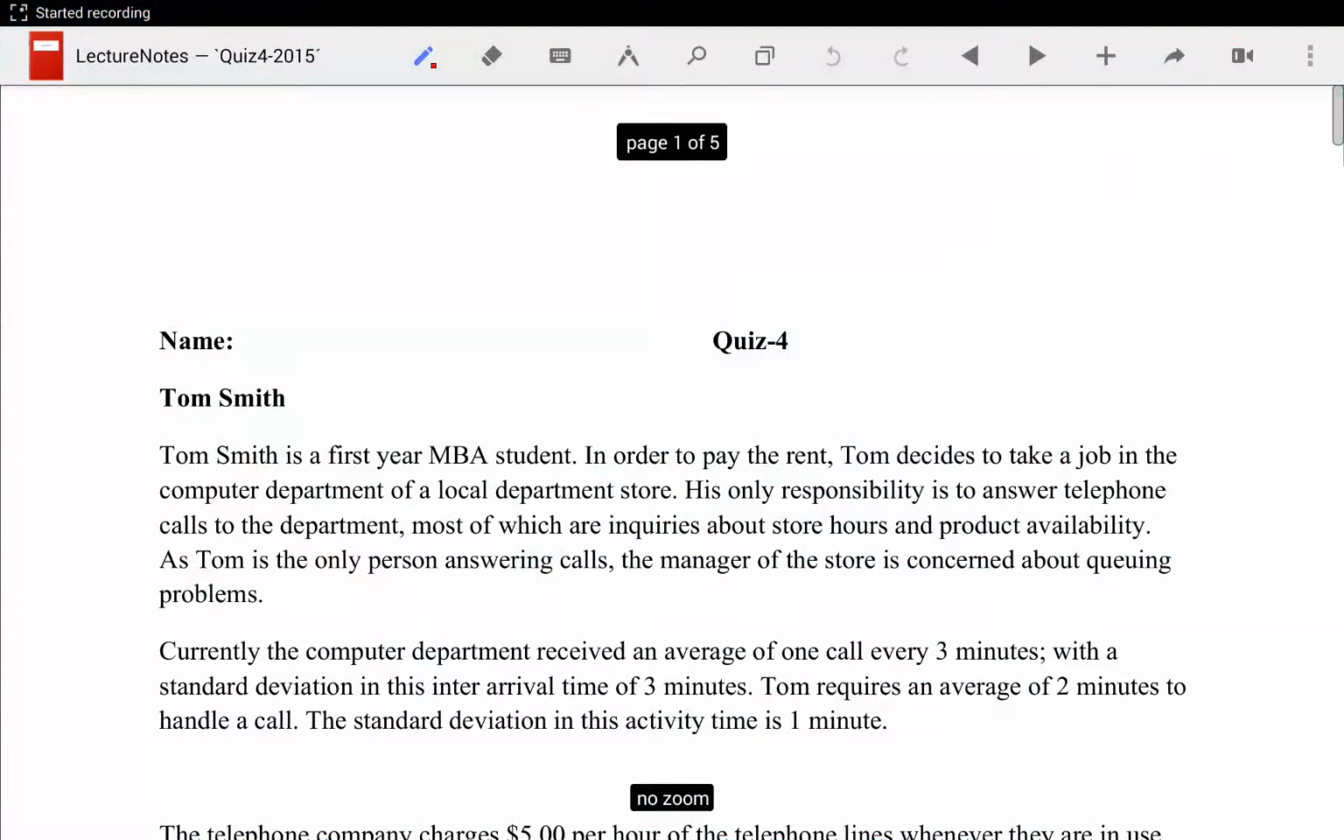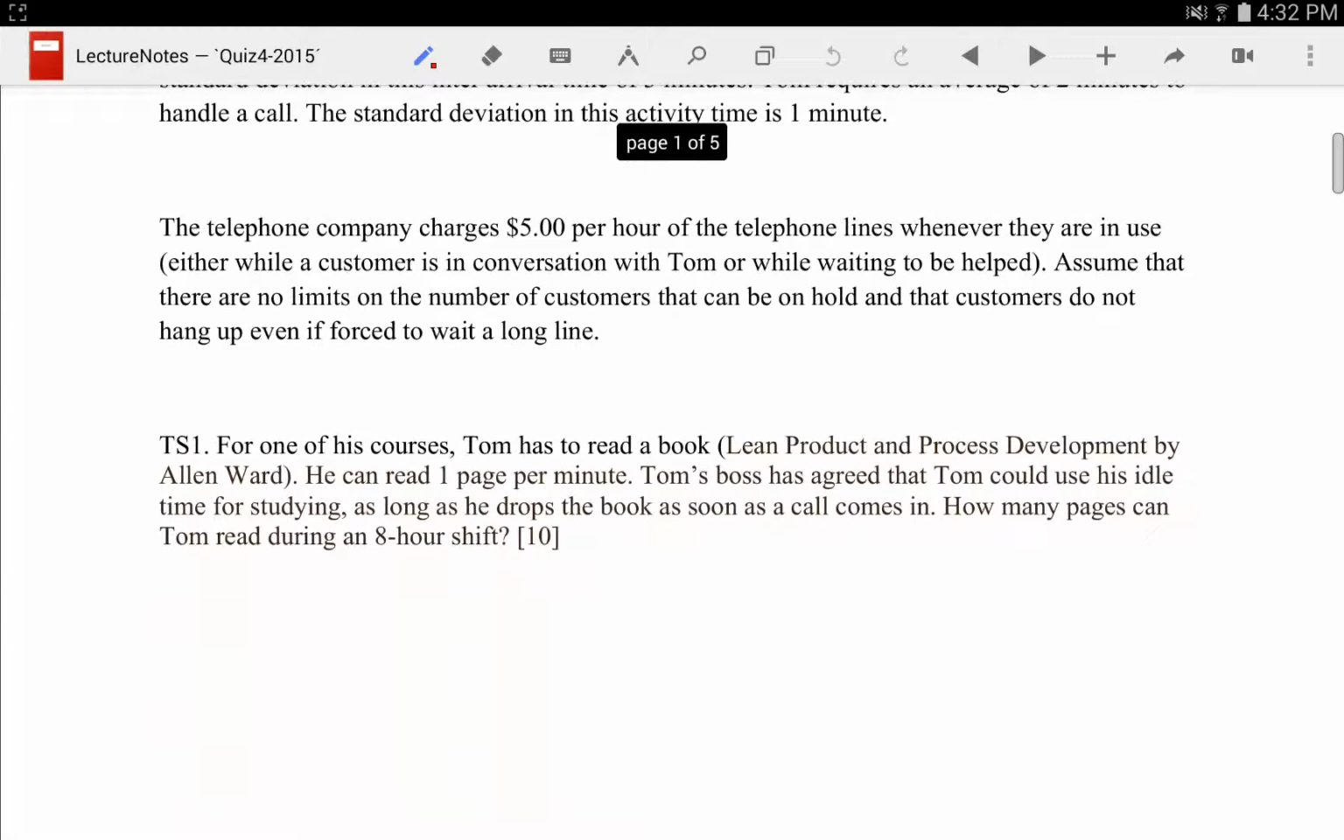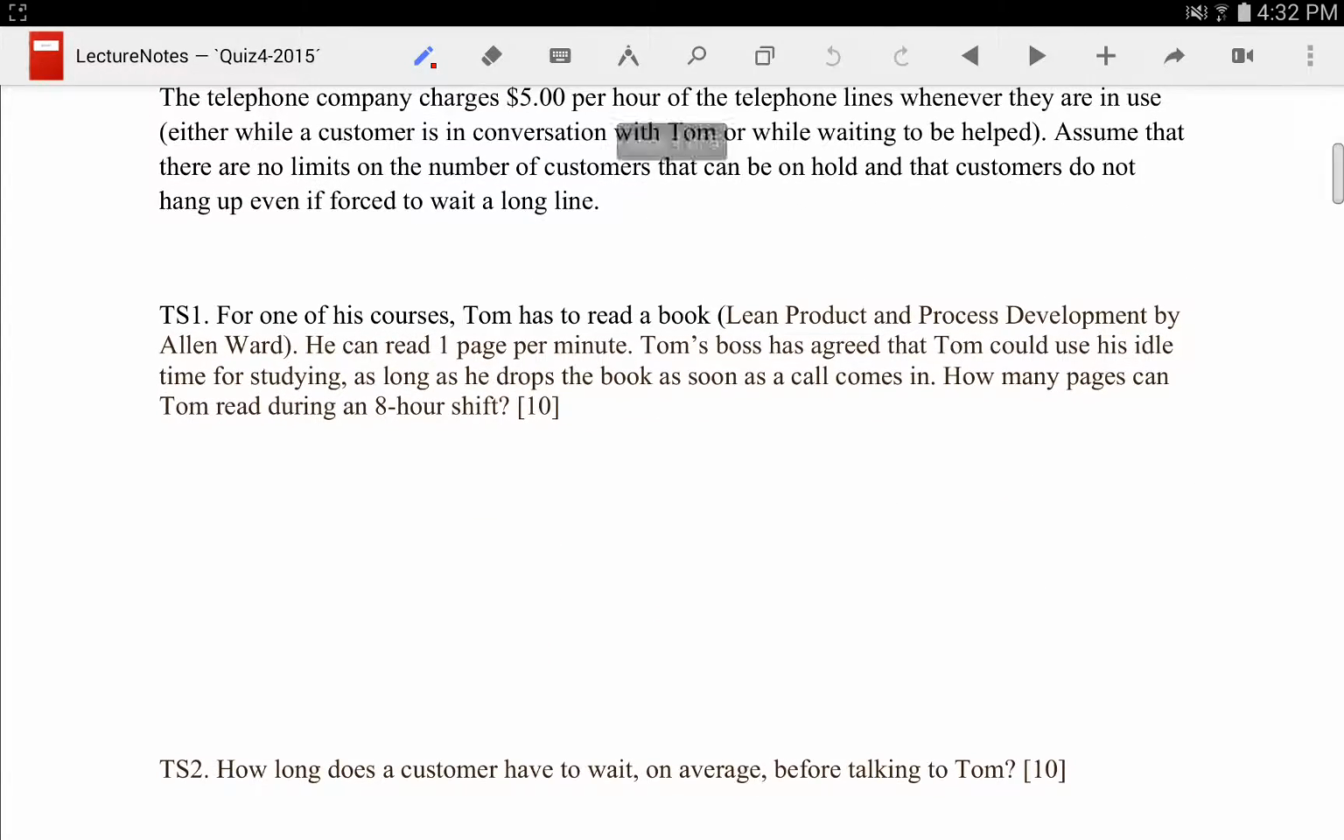Quiz 4. The first question is about Tom Smith. In this question, the first part asks: for this course, Tom has to read a book, and he can read 1 page per minute. Tom's boss has agreed to let Tom read in his idle time. So the question is, how many pages can he read?